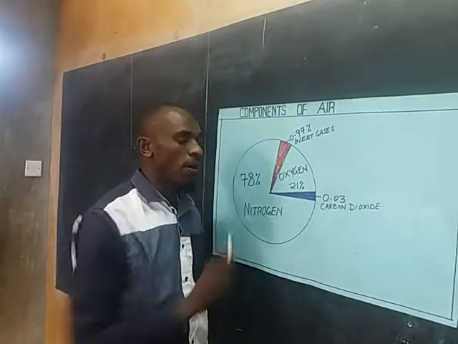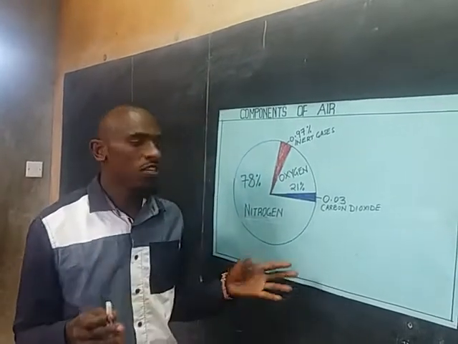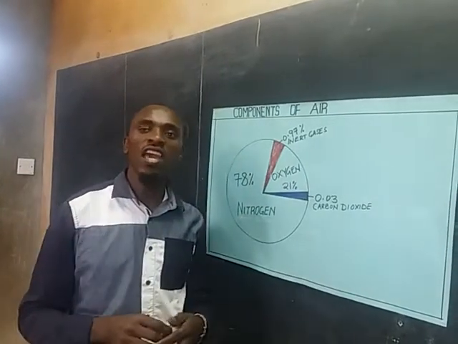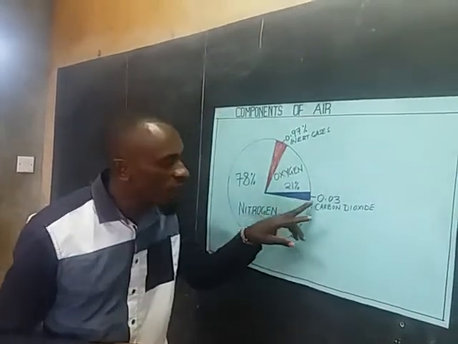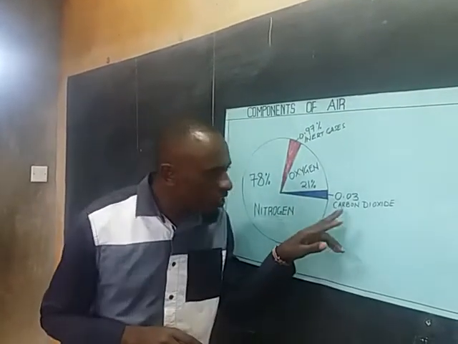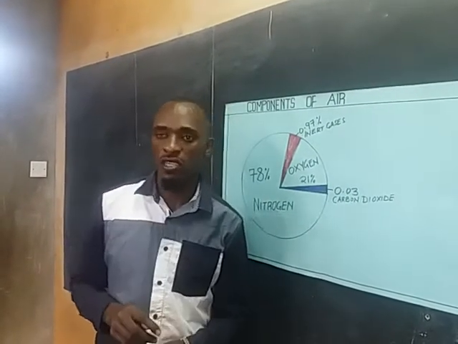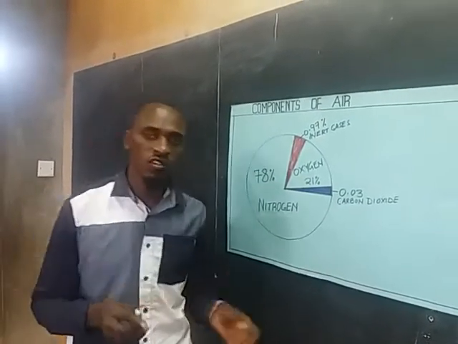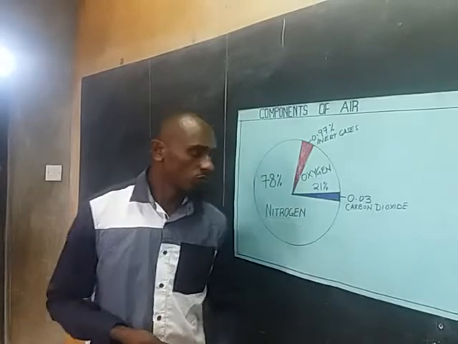So oxygen occupies roughly or approximately 21% of the total amount of air in the atmosphere. Then from there we have carbon dioxide, which occupies roughly 0.03%. From there we shall be looking at the various uses of the gases.